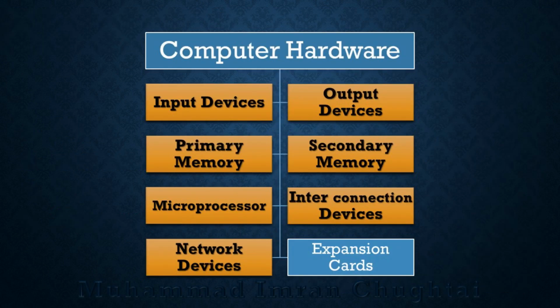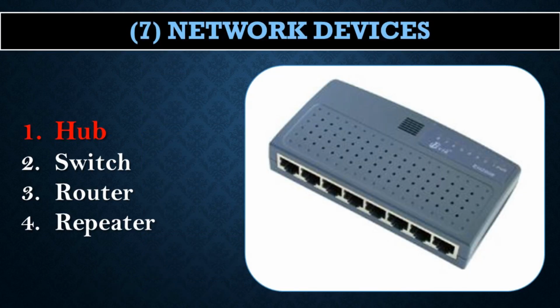7. Network devices. Hub. In network topologies, all the nodes, server, workstations, and peripherals on the network are connected directly to a centralized connectivity device called a hub. Each computer is connected with its own cable to a port on the hub. The hub also acts as a repeater for the data flow.